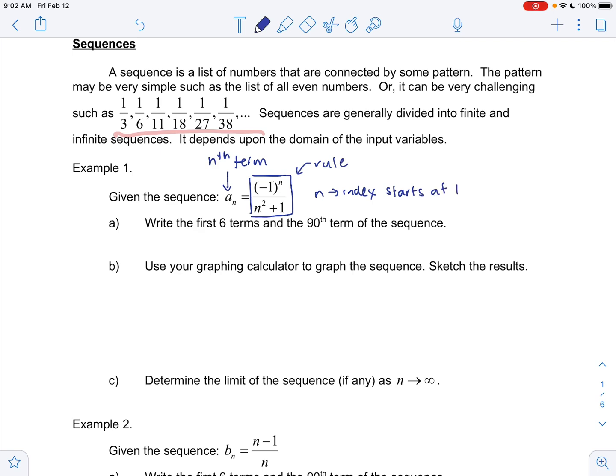All we do is plug 1 into the rule. When we plug 1 into the rule, the top is going to be -1 to the first, and then the bottom is positive 1 squared plus 1. So we get a sub 1. Plug 1 in on both sides, and we get the first term is -1/2. The second term, when we plug it in, squaring a negative is going to give us positive, and squaring 2 and adding 1 is going to give us 1/5. Go ahead and come up with the first 6 terms for me.